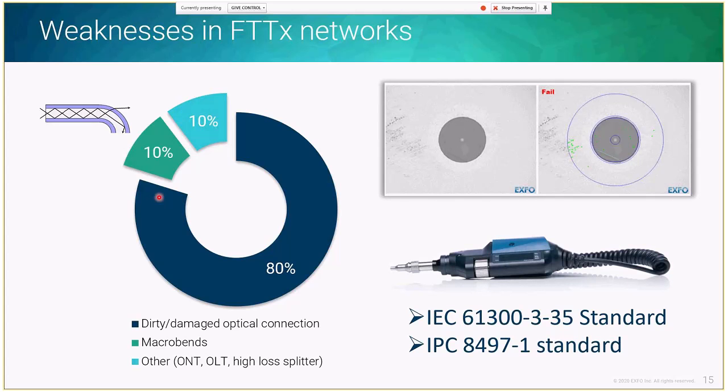So what good looks like and what bad looks like. So EXFO, we don't define the standards. The standard for the correct fiber inspection is the IEC 61300-3-35 standard or the IPC 8497. And different businesses will have different standards.